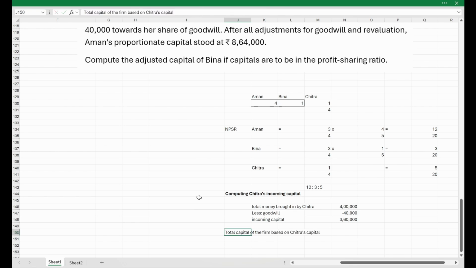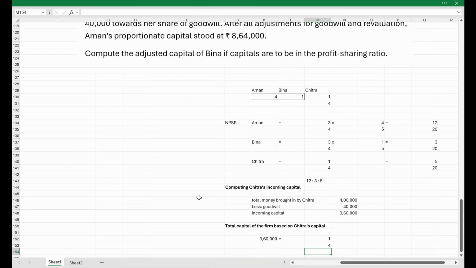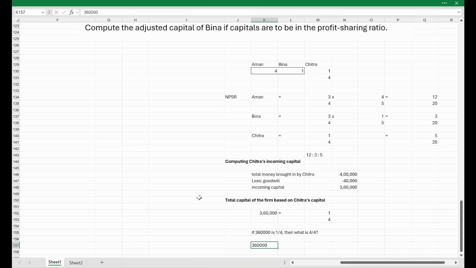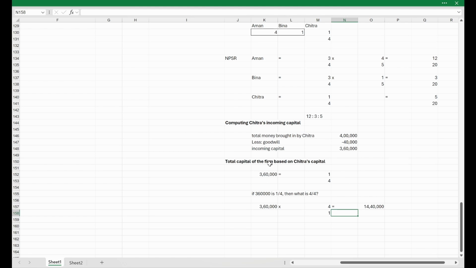Now, the next step is the total capital of the firm based on Chitra's capital. Chitra's incoming capital is 3,60,000 and she is going to own 1/4 of the firm. So you have to ask the logic: if 3,60,000 is 1/4, then what is 4/4 of the firm? What is the entire firm worth? Therefore, the computation will be 3,60,000 into 4 divided by 1. The answer is 14,40,000. So this is the total capital of the firm.